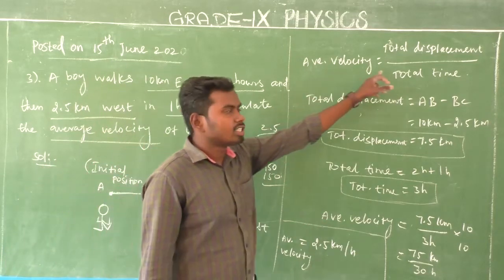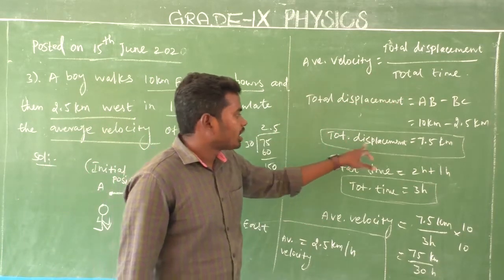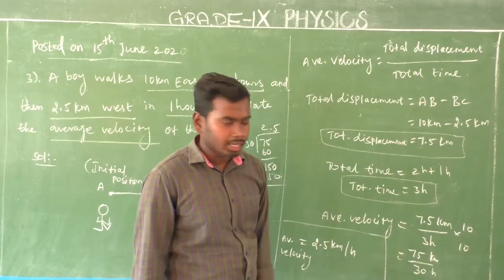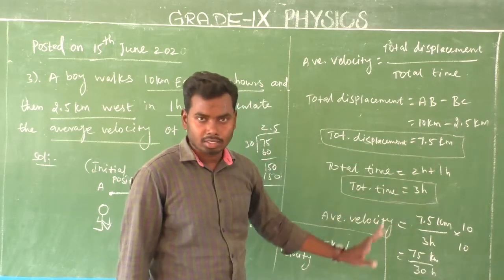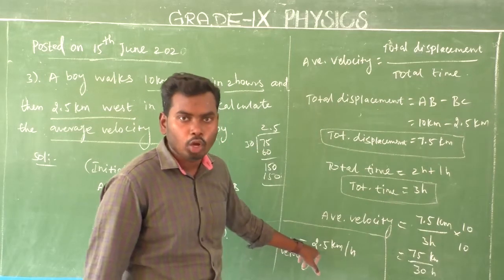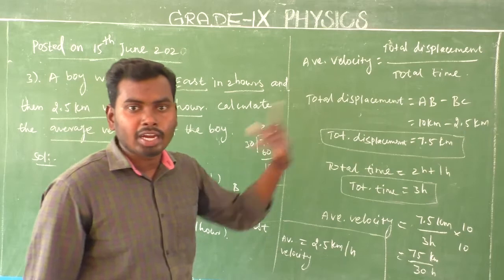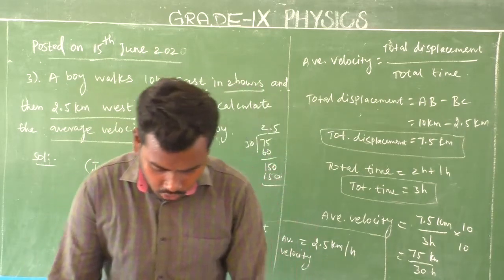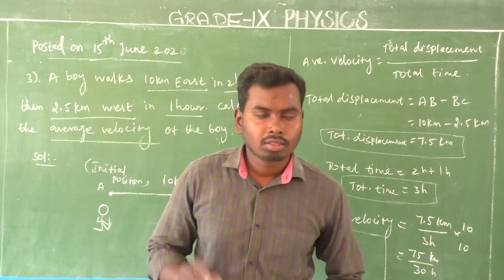So average velocity is equal to total displacement divided by time. Total displacement is equal to 7.5 kilometer. Then total time taken 3 hours. If you divide both quantities, we can get what value? 2.5 kilometer per hour. So this is velocity of that bike. Is it clear? Yes. So third question completed.